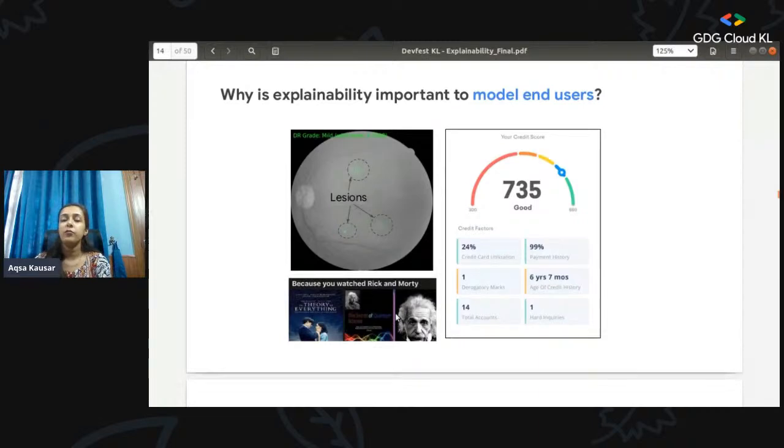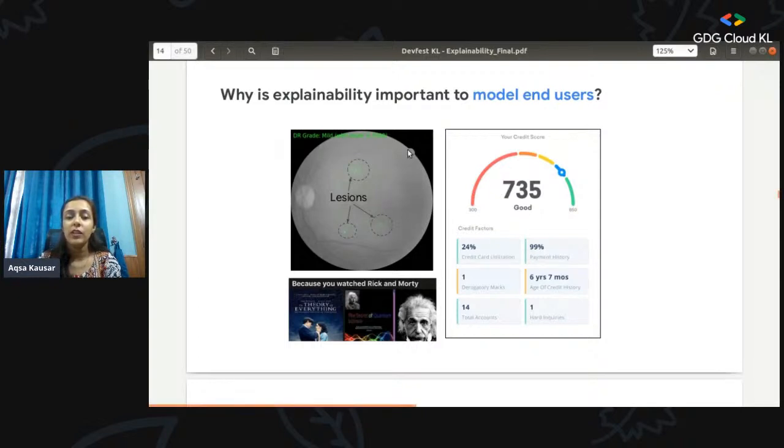So why is explainability important to model end users? For example, the example on the top left is a retina image, and retina images are used to diagnose diabetic retinopathy, and the level of diabetic retinopathy in diabetes patients, right? It could be a low level, a high level, or a mild risk level. So a model was trained to predict the level of diabetic retinopathy using retina images. Now, when a doctor looks at an output from the model, they don't just want to trust the model blindly, saying okay, fine, the model is saying it's mild or low. They want to be able to trust that model. And for that, explainability plays a vital role.